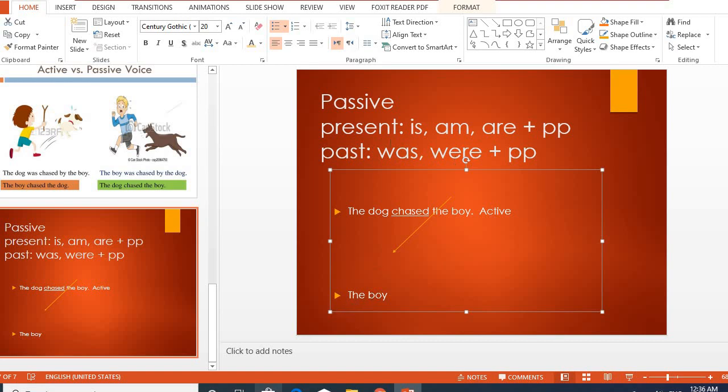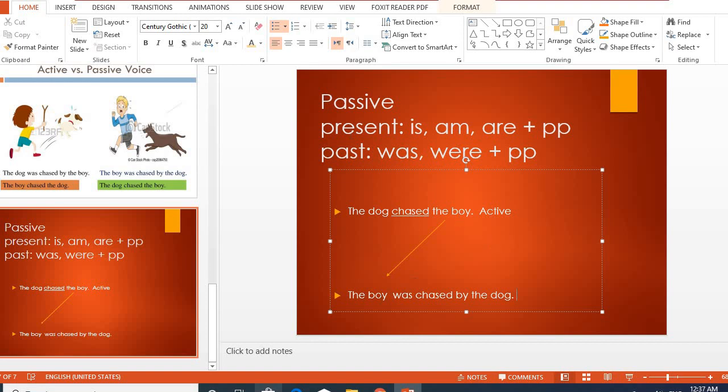Okay, the boy is singular. So does it take was or were? It takes was. It is singular. And then I take the verb itself. I put it in the past participle. What is the past participle of chase? Chased. So the boy was chased. And then which preposition do I add? By. By who? By the dog. That's it.